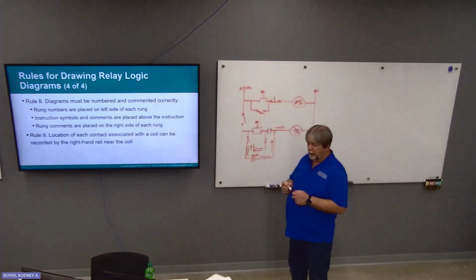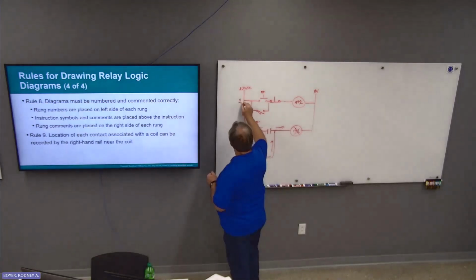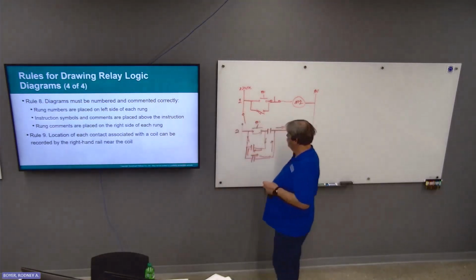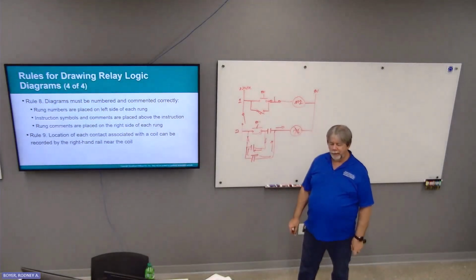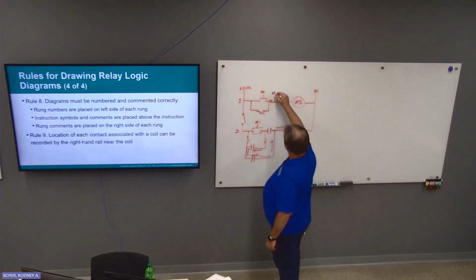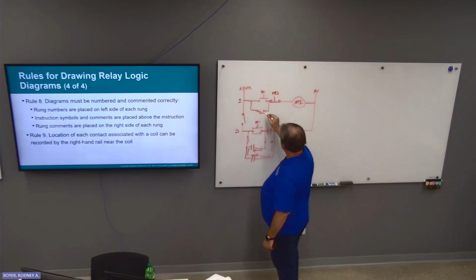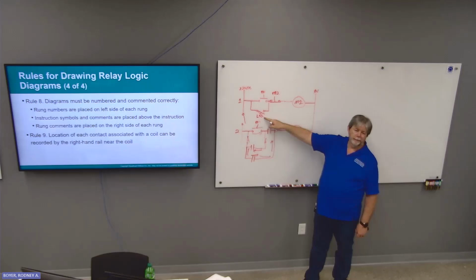Rule number 8, diagrams must be numbered and commented correctly. Rung numbers are placed on the left side of each rung. So that's number 1, that's number 2. Instructions, instruction symbols and comments are placed above the instruction. So this is PV1, this is PV2, this is LS1. That is not where that goes.